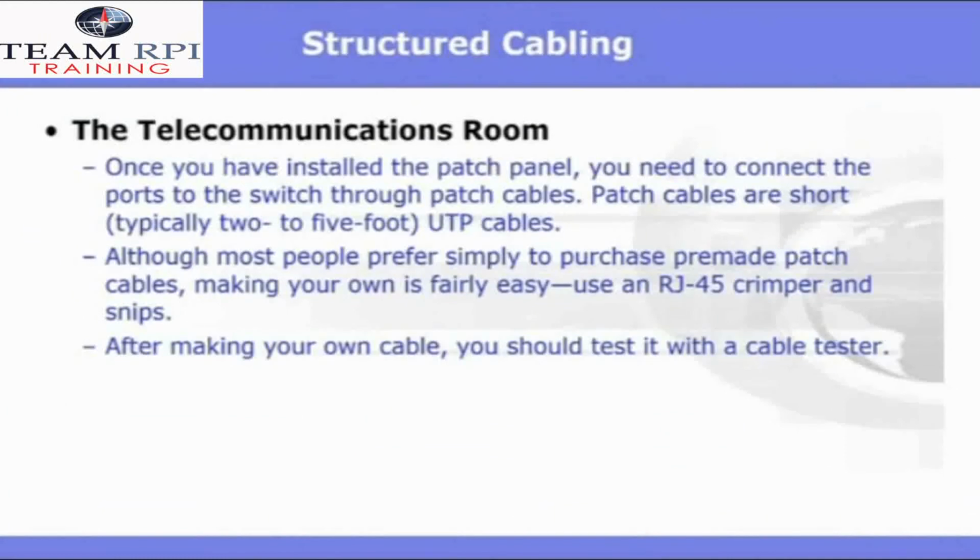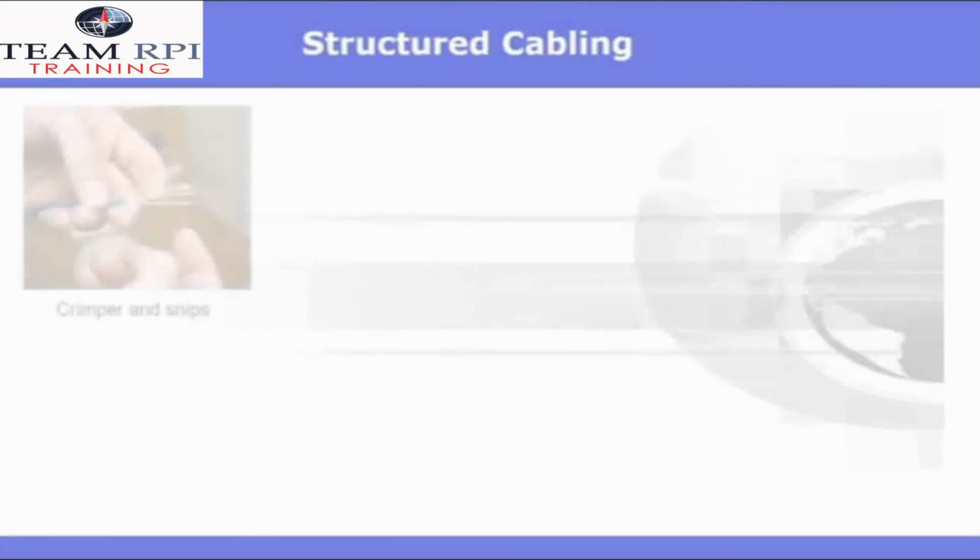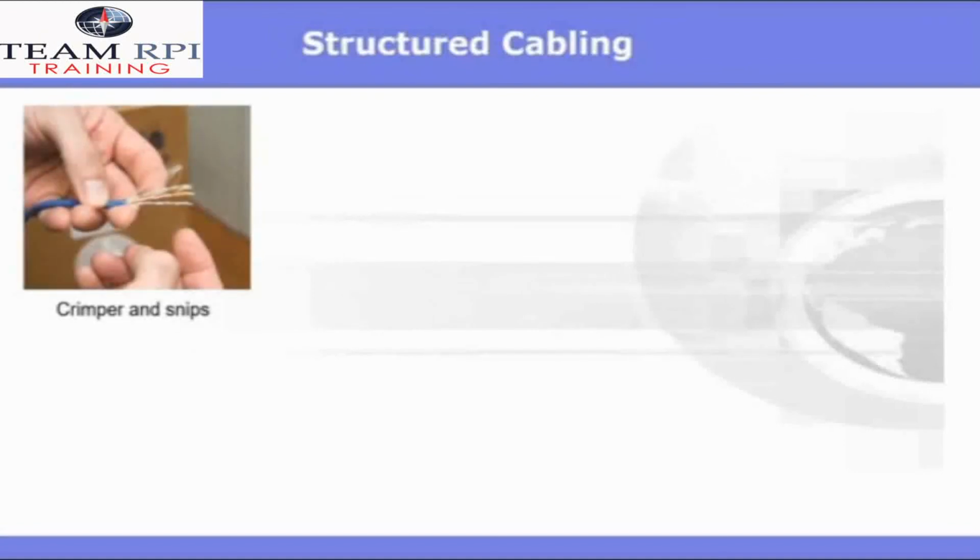Once you've installed the patch panel, you need to connect the ports. Although most people prefer to simply buy pre-made patch cables, it really is pretty easy to make your own. All you really need is an RJ45 crimper, some snippers, and a little bit of patience. So I'll show you exactly how to make your own RJ45 cabling. First, you start with your crimper and some snips. You're going to cut the end off of a piece of Cat5 cabling.